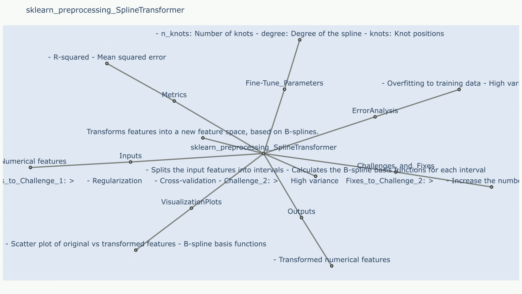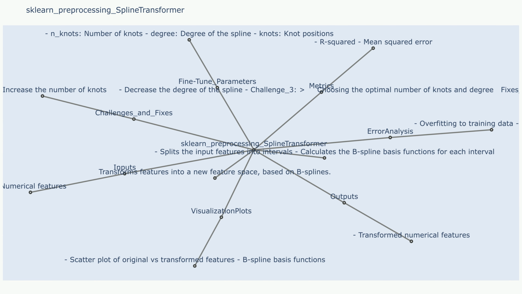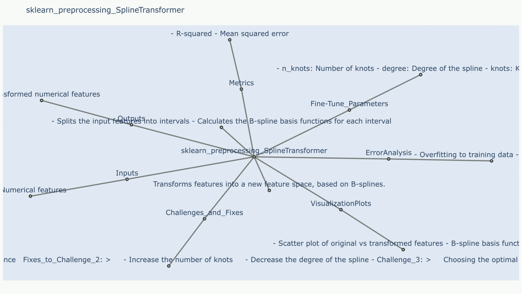Uncertainty methods. Uncertainty method 1: bootstrap resampling. Generate multiple datasets by sampling with replacement from the original dataset. Apply the spline transformation to each bootstrapped dataset and measure the variation in the transformed features to estimate uncertainty. Uncertainty method 2: Bayesian methods use Bayesian techniques to incorporate prior beliefs about the parameters of the spline function. The posterior distribution of the parameters provides an indication of uncertainty.